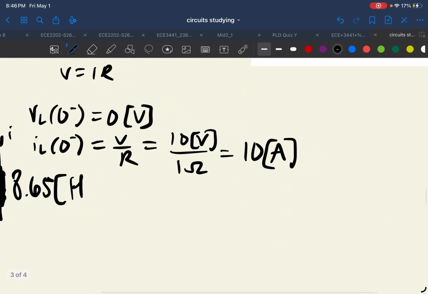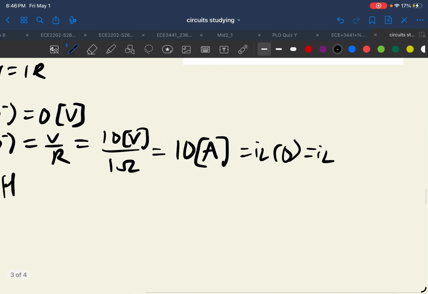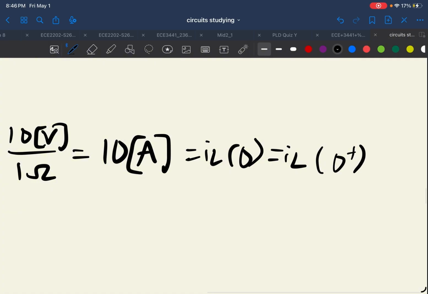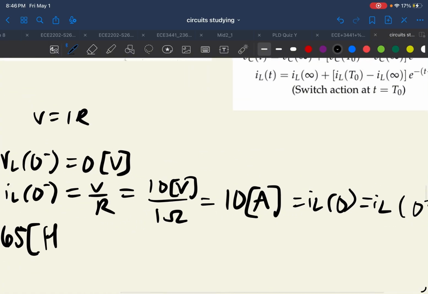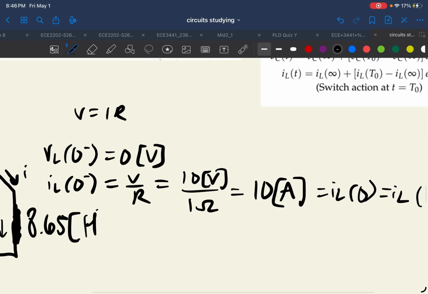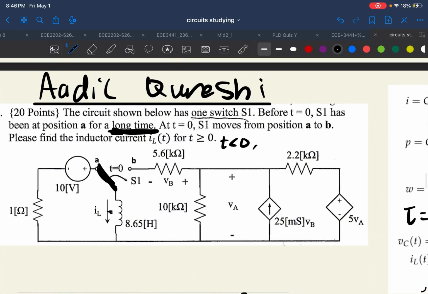Something notable is that IL of 0 minus is also equal to IL of 0, and also equal to IL of 0 plus, because current in an inductor cannot change instantaneously, and vice versa for a capacitor, but it's voltage. Voltage in a capacitor can't change instantaneously. Now let's look at the next thing. At t equals 0, S1 moves from position A to B. Please find the inductor current, IL of t, for t greater than 0.